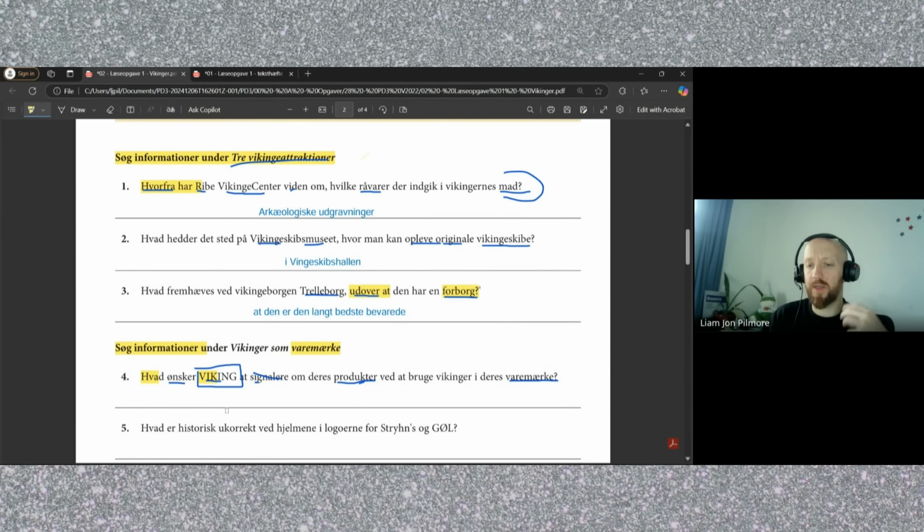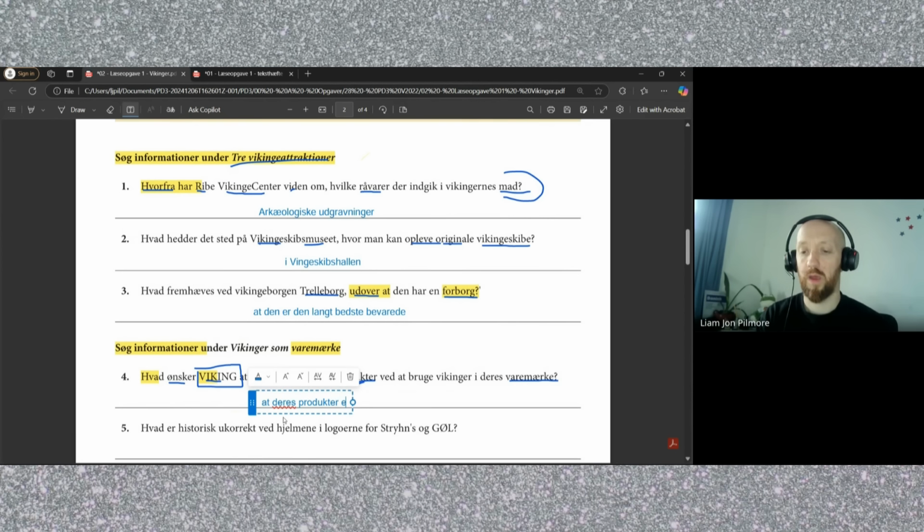Så hvad ønsker de at signalere? What do they wish to signal, to communicate almost? At deres produkter er solide og holdbare. Nice.